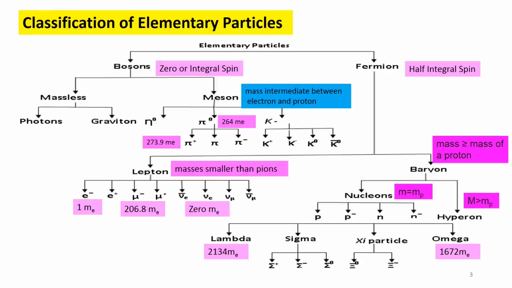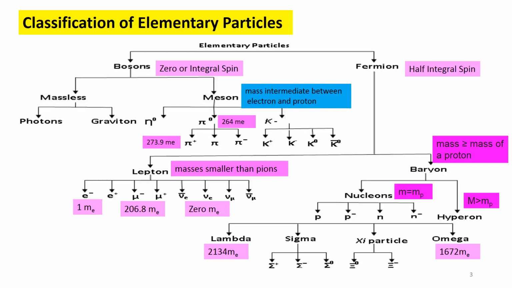Bosons are further classified into massless bosons and mesons. Massless bosons are photons and gravitons. These massless bosons have zero charge and zero rest mass. Mesons are elementary particles having masses in between the mass of the electron and the proton. Mesons are further classified into three groups: eta particles, pi mesons and k mesons.